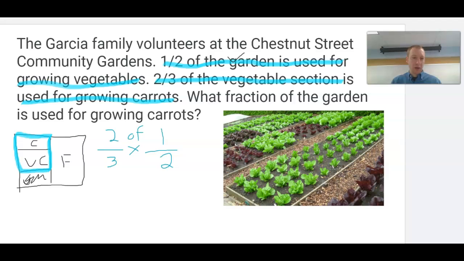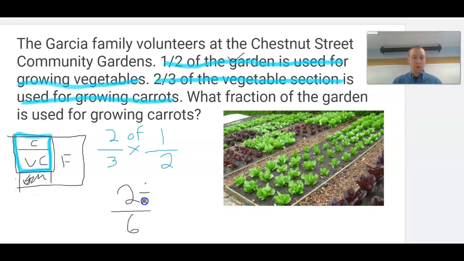Drawing a picture there I think is helpful because it shows us that what we're really looking for is this 2/3 of the half. So what is 2/3 of a half? Well, 2 times 1 is 2. 3 times 2 is 6. And then we can simplify.